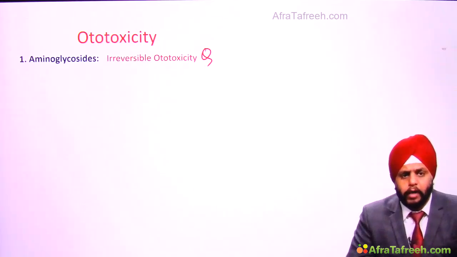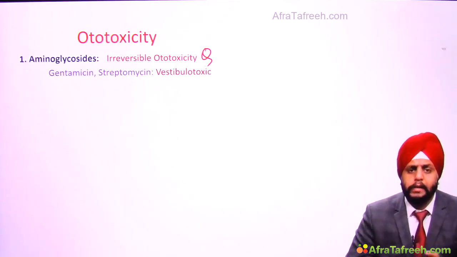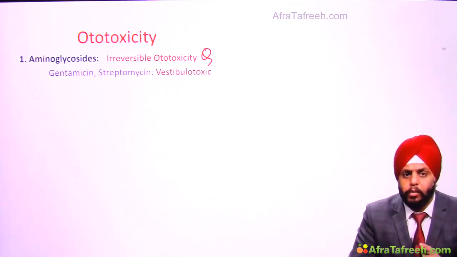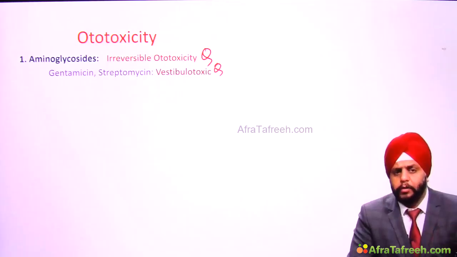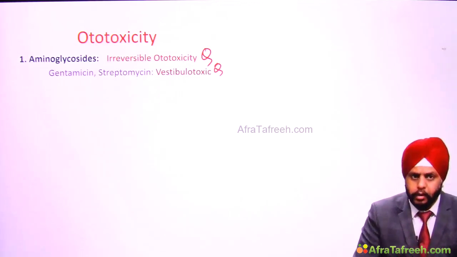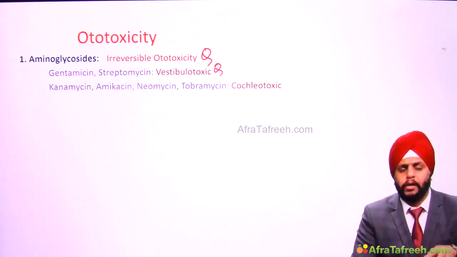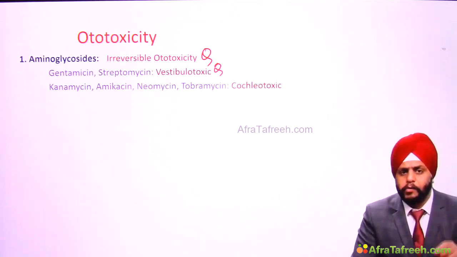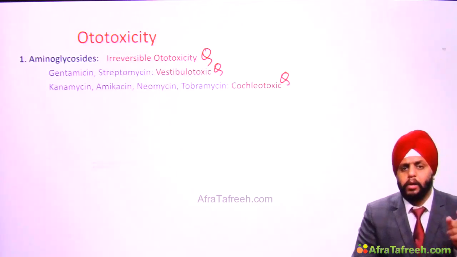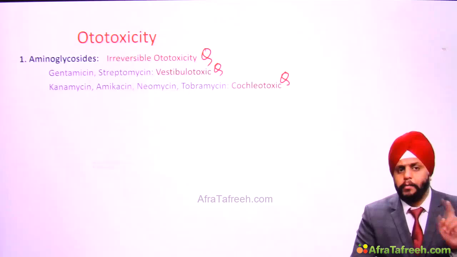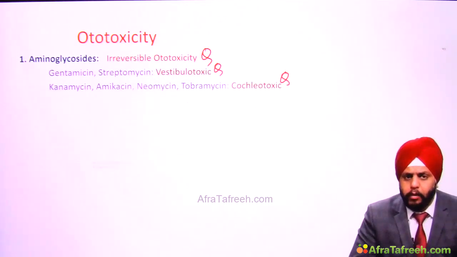Now, aminoglycosides, we can have drugs such as gentamicin, streptomycin. These are specific vestibulotoxic drugs, so they cause more harm to the vestibular labyrinth compared to the auditory labyrinth. Whereas drugs such as kanamycin, amikacin, neomycin, tobramycin are specific cochleotoxic drugs. That means they cause more harm to hearing than to the vestibular labyrinth. All right, these were the aminoglycosides causing irreversible ototoxicity.